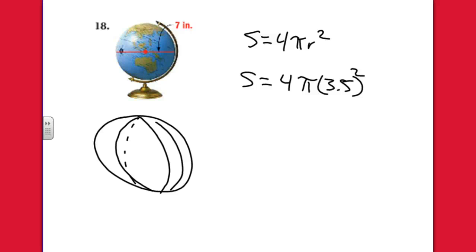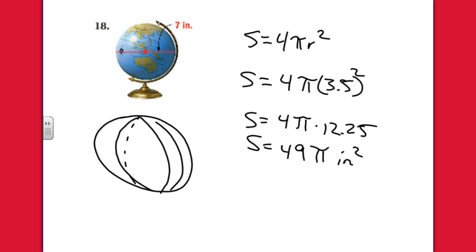So now we just solve this. And 3.5 squared, who has that? 3.5 squared? Colin? Oh, I have 4 times 3.4. Are you saying 3.5 squared is 3.4? No, I've got 3.4 times 4. Lauren, do you have 3.5 squared?